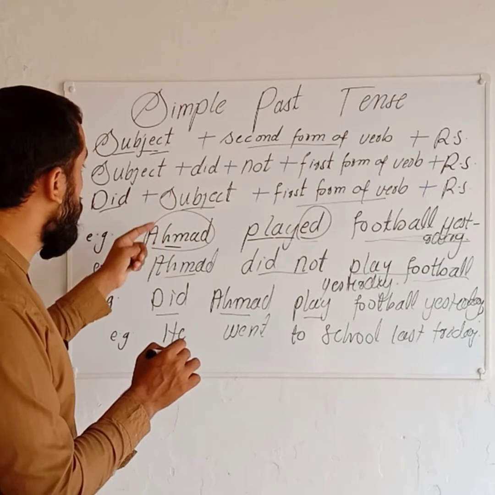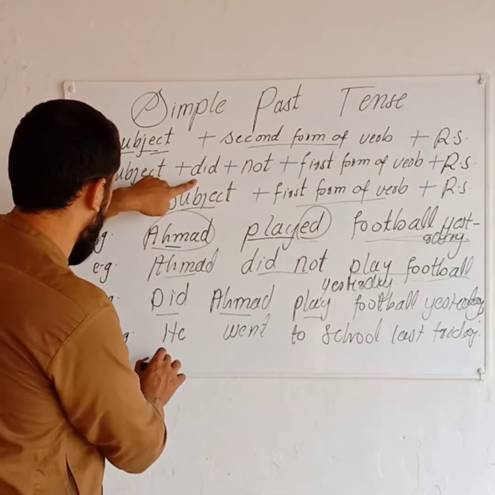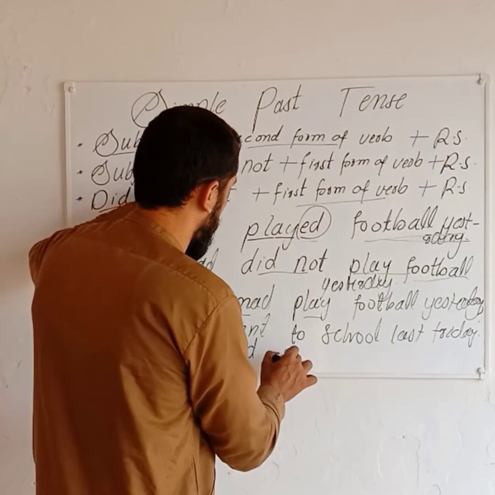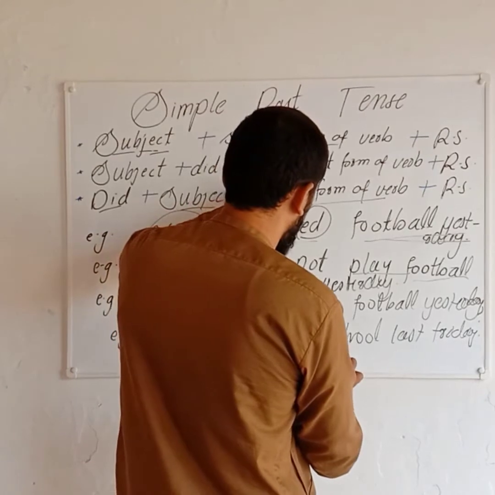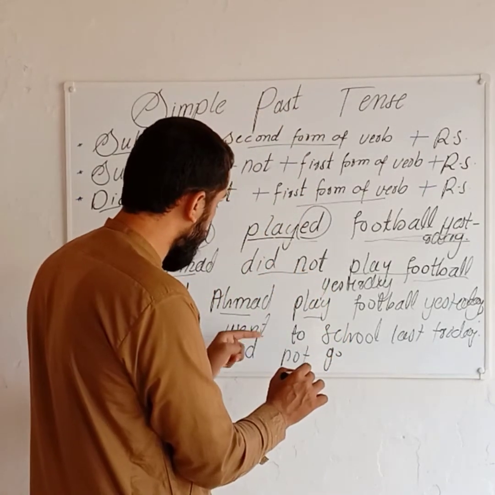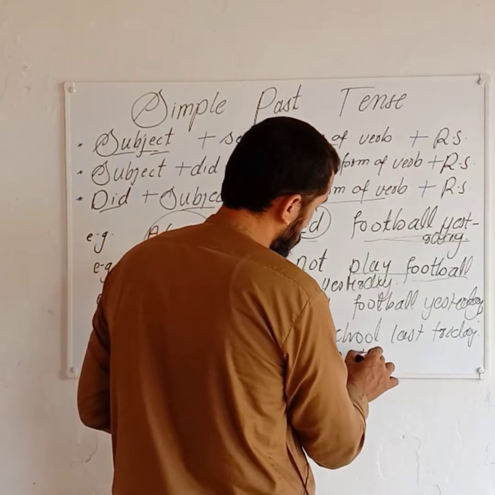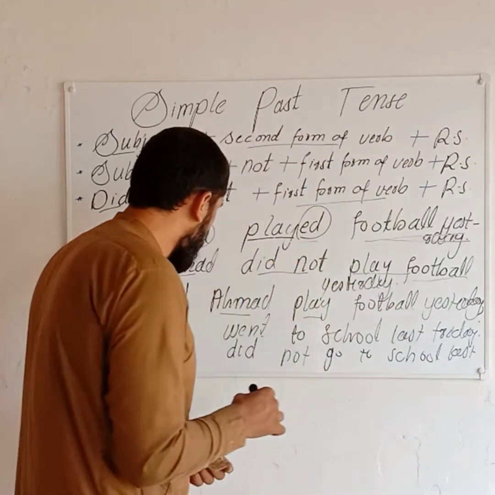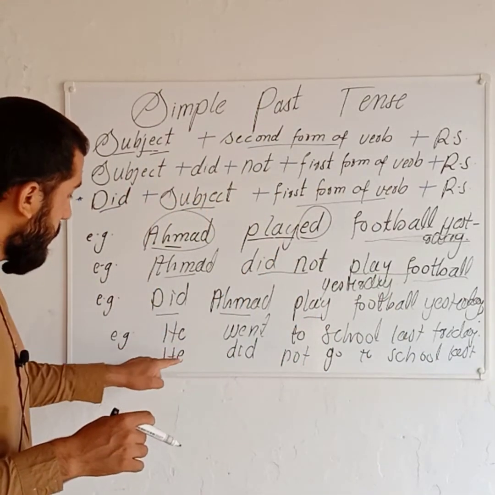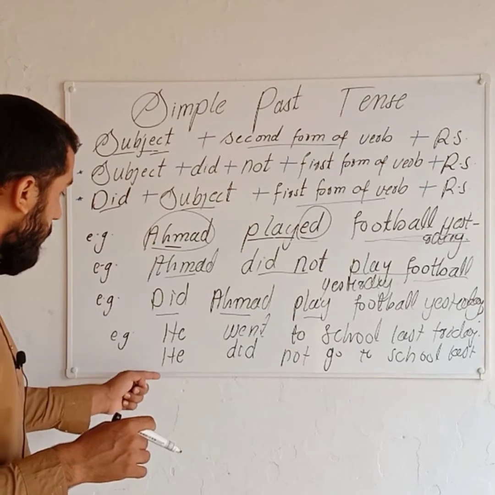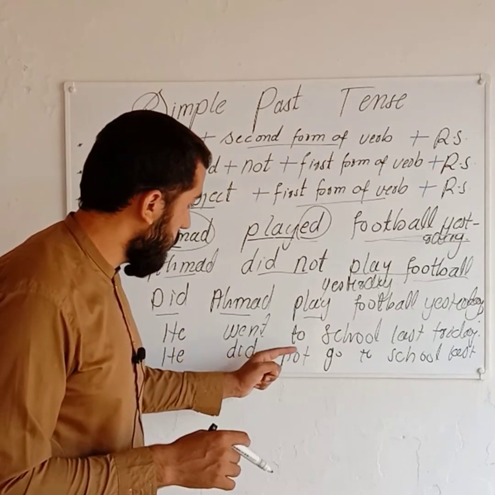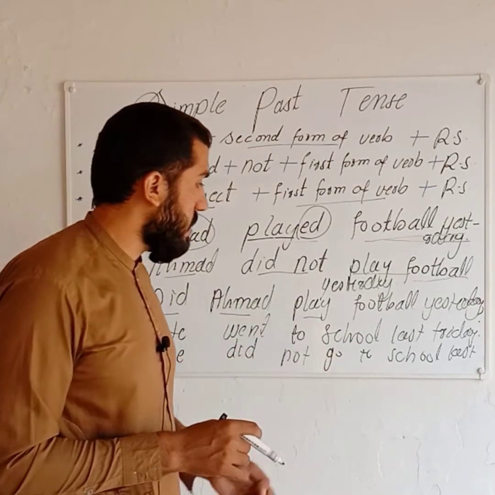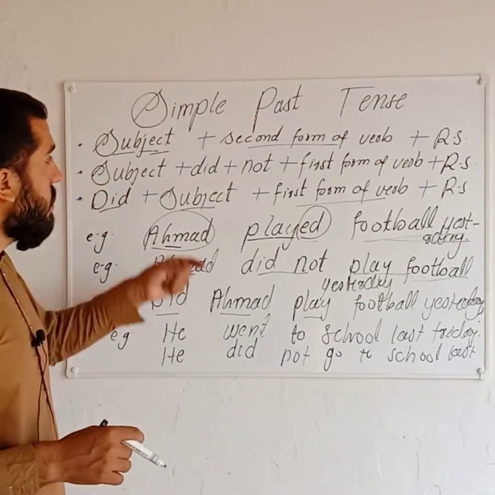Well, how can we change this one to negative and interrogative? For negative, he did not, and first form of verb is go. The first form of went is go. He did not go to school last Friday. If you want to change this one to interrogative, you should use did at the beginning, and then subject, and then first form of verb. For example, did he go to school yesterday? So this is a question. Well, this is all about simple past tense.